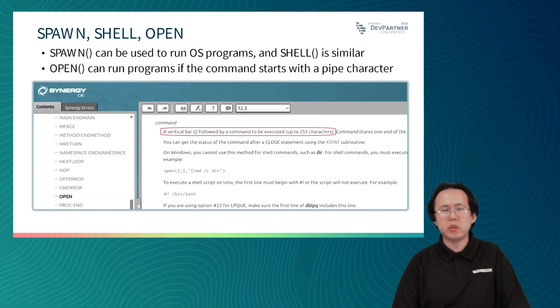So, what are we really looking for in Synergy that is specific to Synergy? Well, there are a few routines and statements that could be problematic that have been used across the years. For example, spawn. The first argument to spawn can be used to run OS programs. For example, if you're on Windows and you want to open Windows Explorer, the name of the Windows Explorer utility is just Explorer. If you pass the string Explorer into spawn, then your Synergy DBL program will open Windows Explorer.